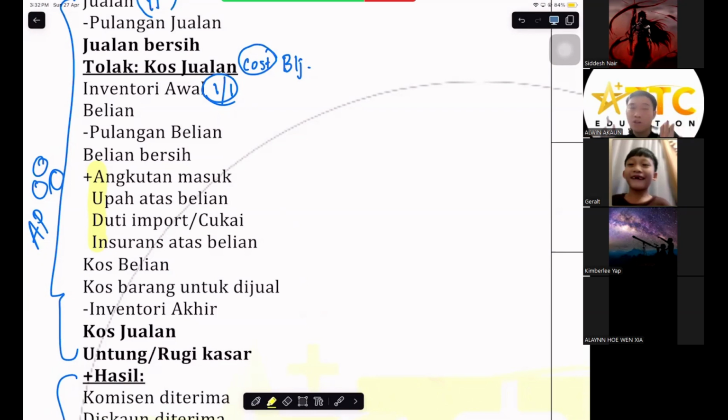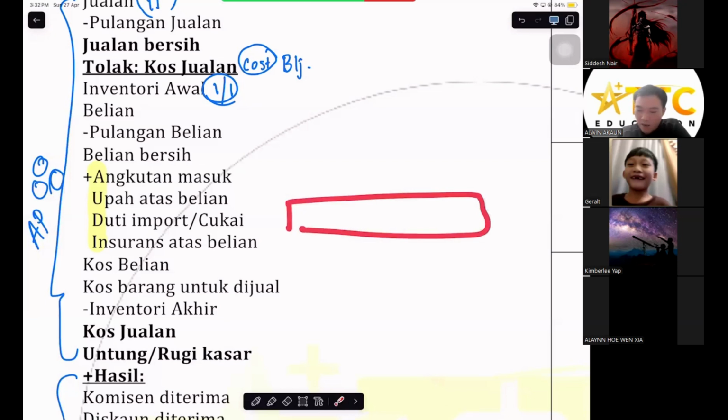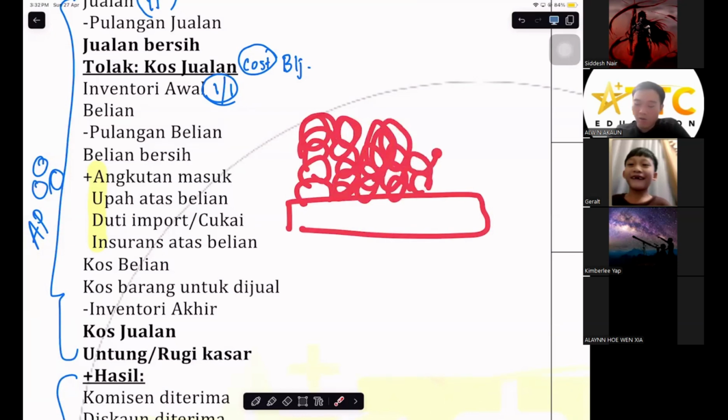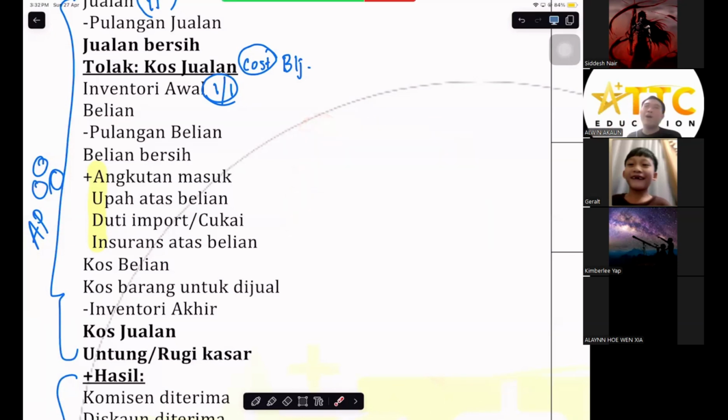Insurance atas belian. In case, let's say, the barang you buy and they send it through this cargo ship, the very, very big one, and then suddenly everything sinks into the ocean. A lot of barang over here, the cargo, the container. If you buy insurance, you'll be insured for your purchases.